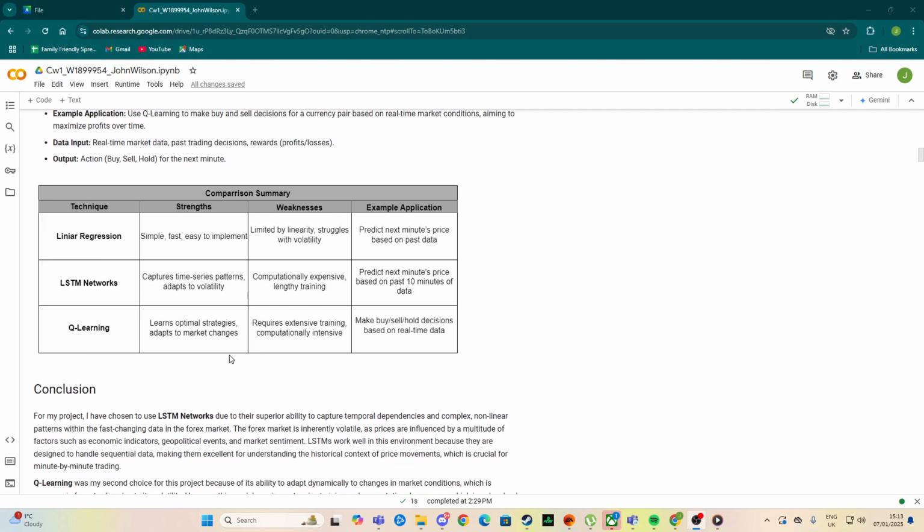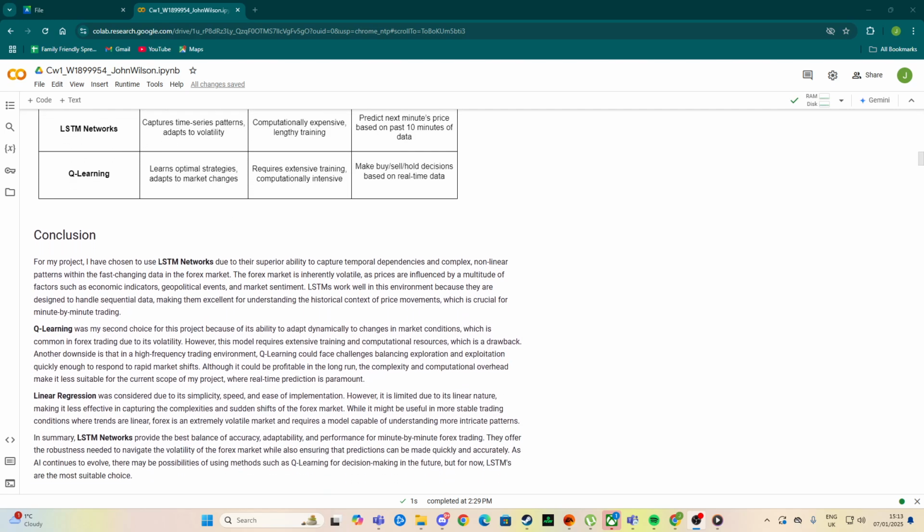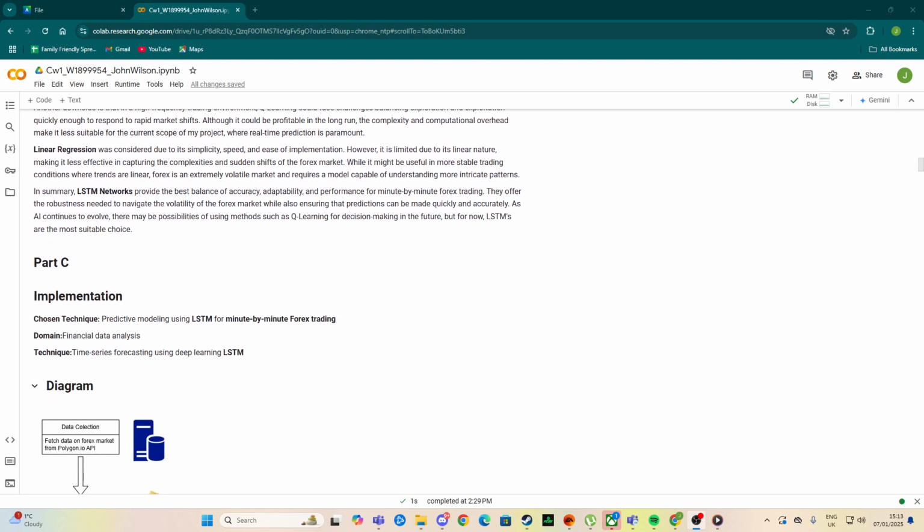So you can see I decided to go with the LSTM network because I thought that'd be good for the temporal dependencies and complex non-linear patterns in the fast-changing forex market, because it changes a lot. It varies. It's not like a steady increase or steady decline. So that's why I went with that.